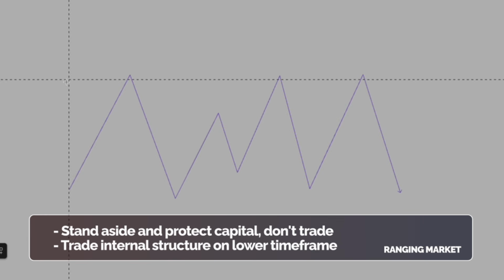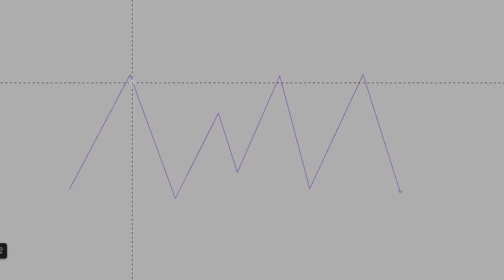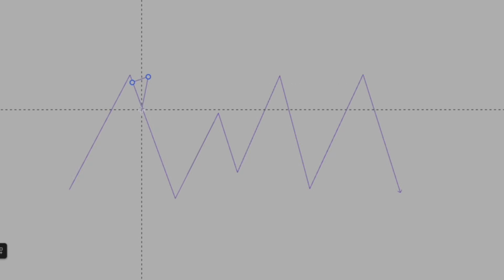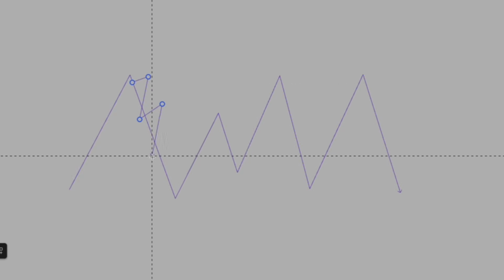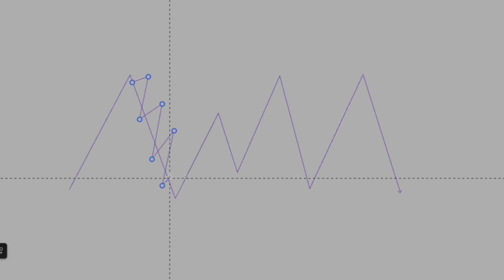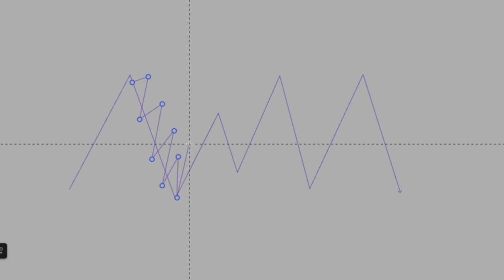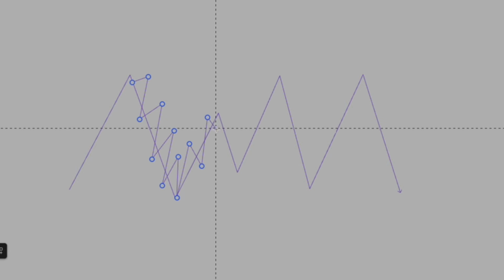So if this was a 1 hour time frame, on the 5 minutes or 3 minutes, I can be seeing structure this way that I can trade to the downside, and also structures I can trade to the upside. This is trading internal structures on the really low time frame. I will show you how this works on a real chart, which we're going to get into now.